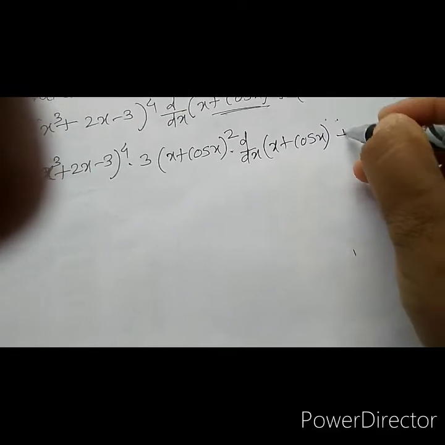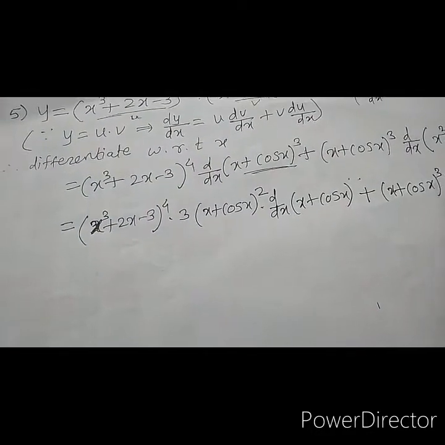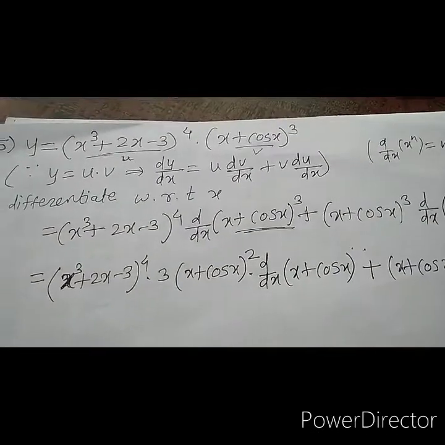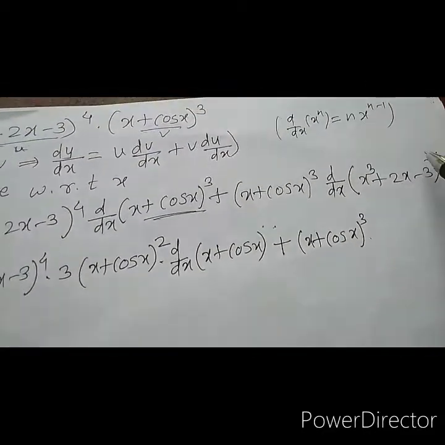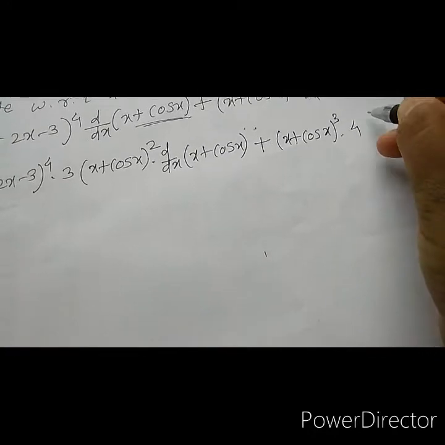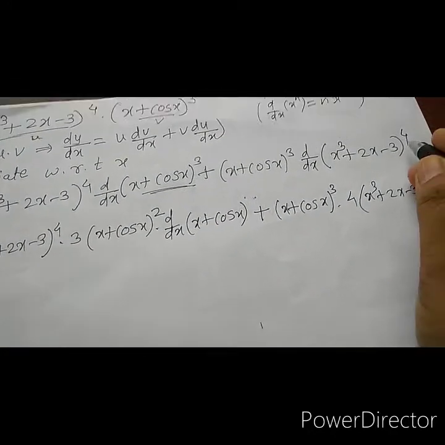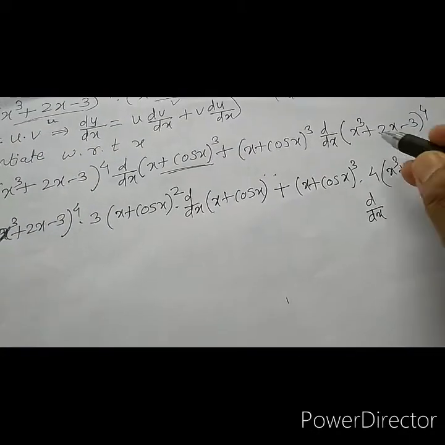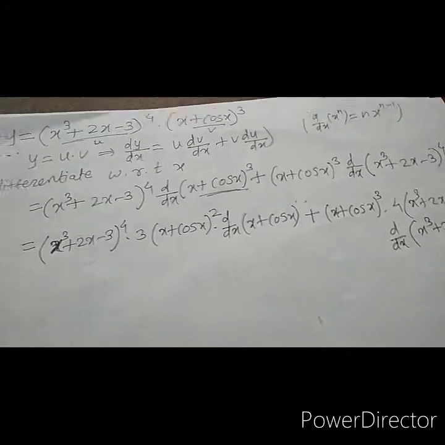Now next, plus (x plus cos x) raised to 3 as it is. Now we have to take the derivative of this bracket. Again we have to use this formula, d by dx of x raised to n is n x raised to n minus 1, but here power is 4, therefore 4 (x cube plus 2x minus 3), 4 minus 1, that is 3, and again d by dx of this bracket only, x cube plus 2x minus 3.